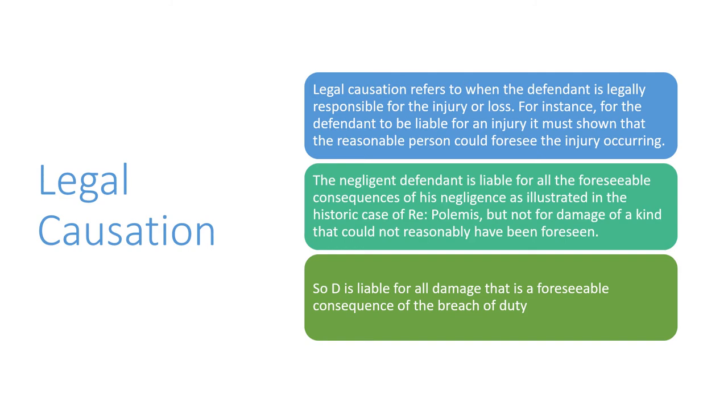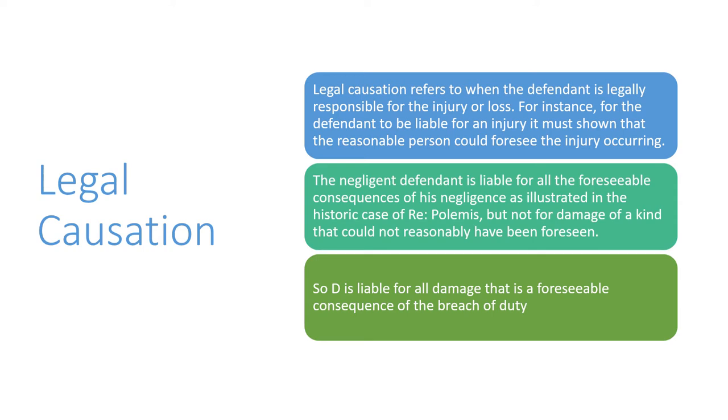So legal causation refers to when the defendant is legally responsible for the injury or loss. So for instance, for a defendant to be liable for an injury, it must be shown that the reasonable person could foresee the injury occurring. Now the negligent defendant is liable for all the foreseeable consequences of his actions, as illustrated in Palsgraf, the key case there, but not for damage of a kind that could not reasonably have been foreseen.